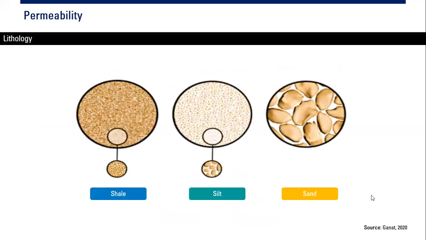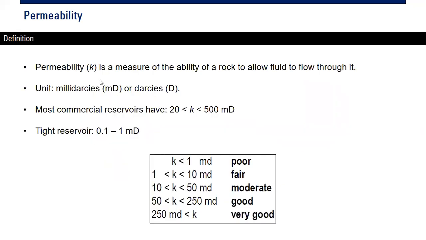Permeability based on the lithology. As you can see here, we have three types of rocks: the first one is shale, then silt, and sand. Based on the picture, you can tell that shale will have the lowest permeability, then the silt, and then sandstone will have the highest permeability. Because by definition, permeability is a measure of the ability of a rock to allow fluid to flow through it.